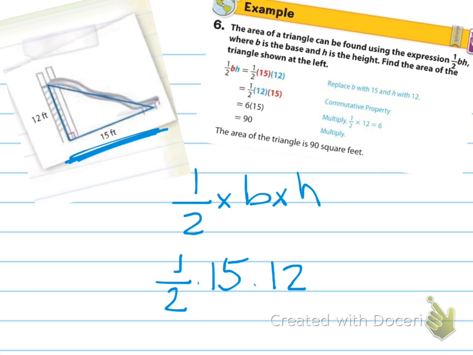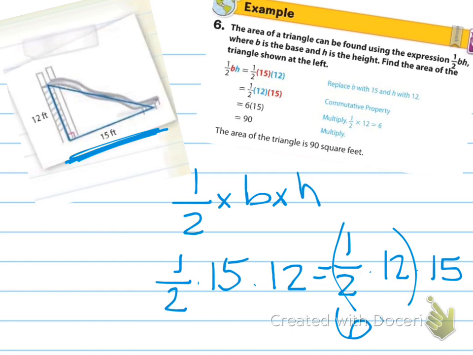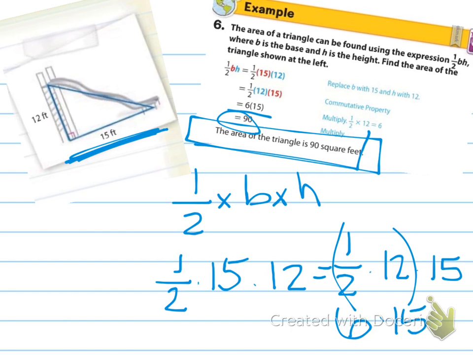So I'm going to change my order here, and I'm going to say, okay, how about we do 1/2 times 12 times 15. And so I can do my 1/2 times 12 first, which would be 6. And then 6 times 15, which is 90. So the area of the triangle here is 90 square feet. Okay, because don't forget your units.